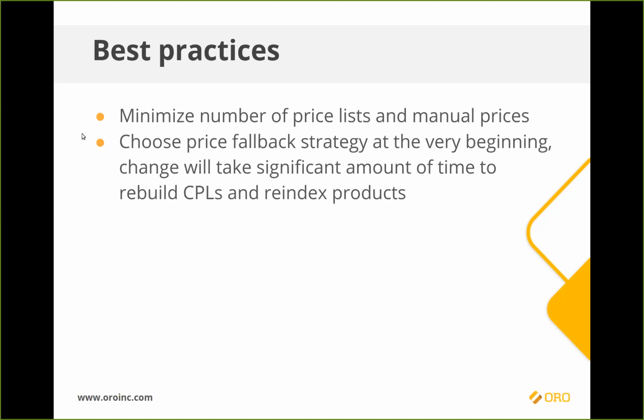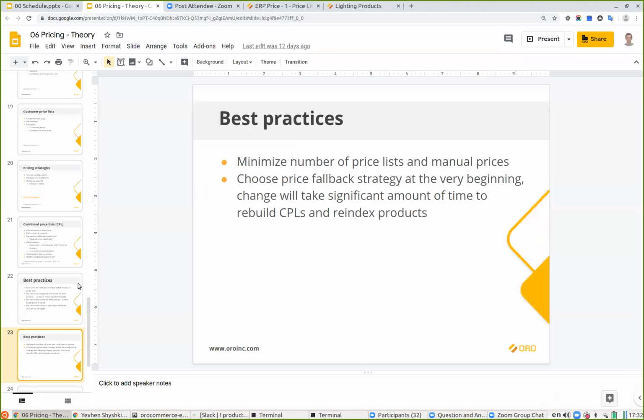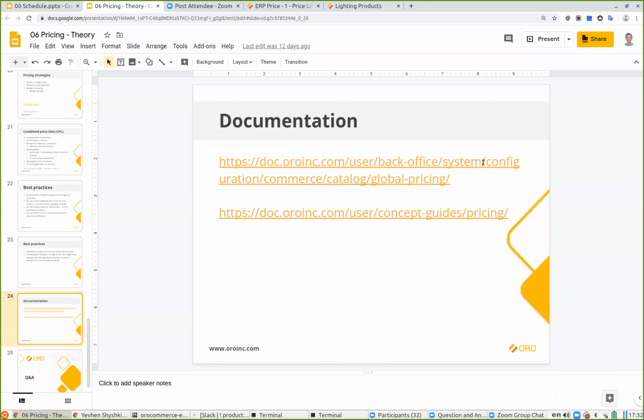And as I have already mentioned, you have to specify the price fallback strategy at the very beginning, because if you change it later, the application has to calculate all the combined price lists, which may take several hours in case of lots of data, lots of prices in your database. Here we have linked the documentation. You may always check it.